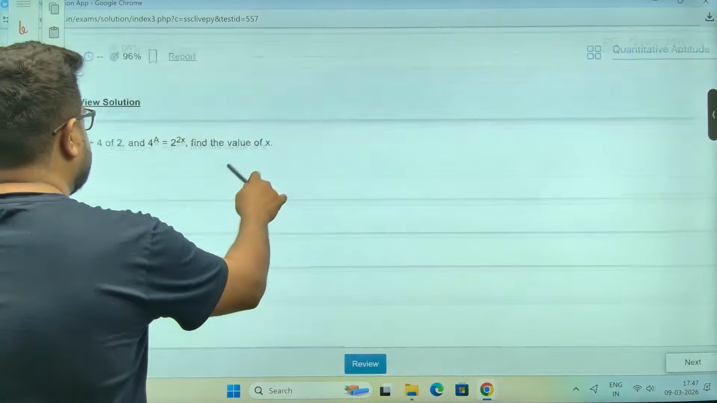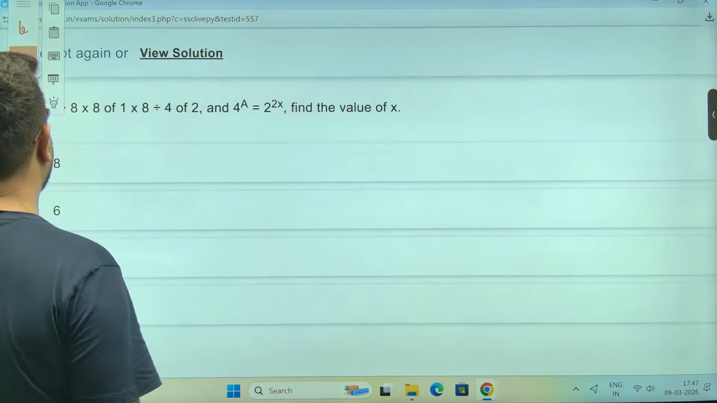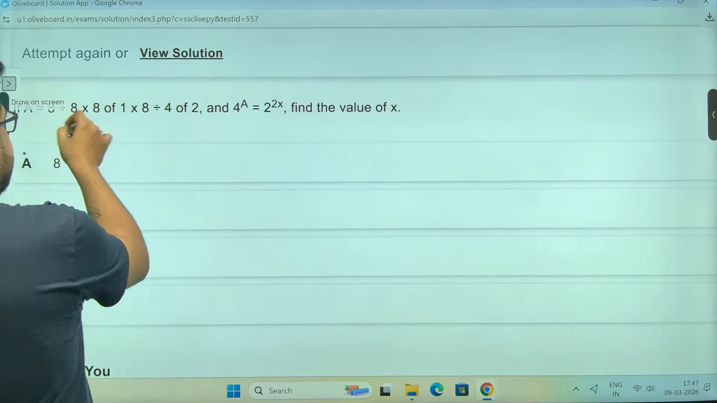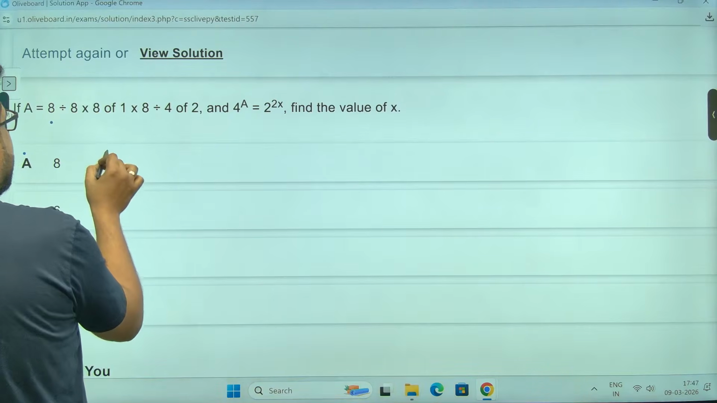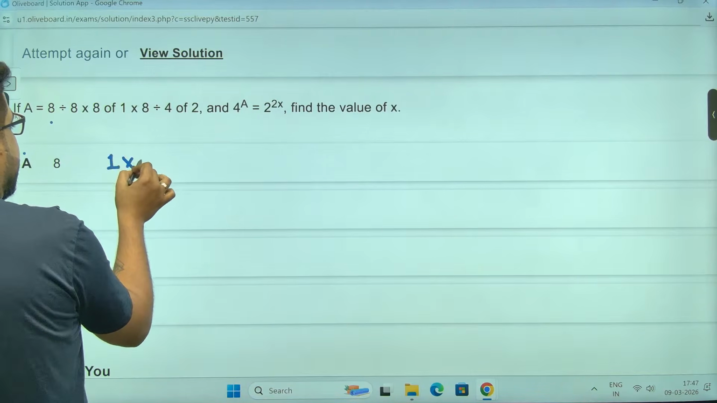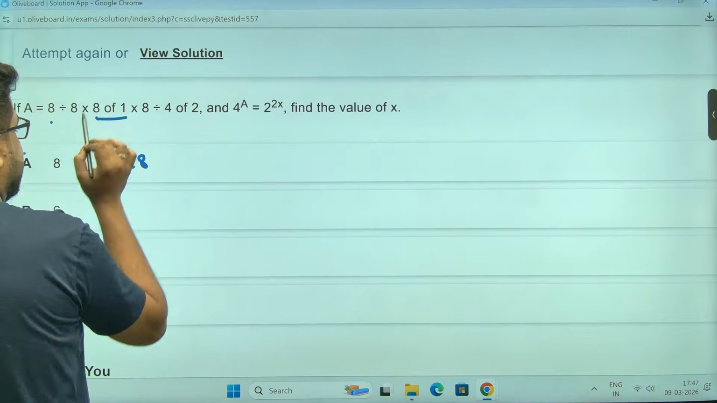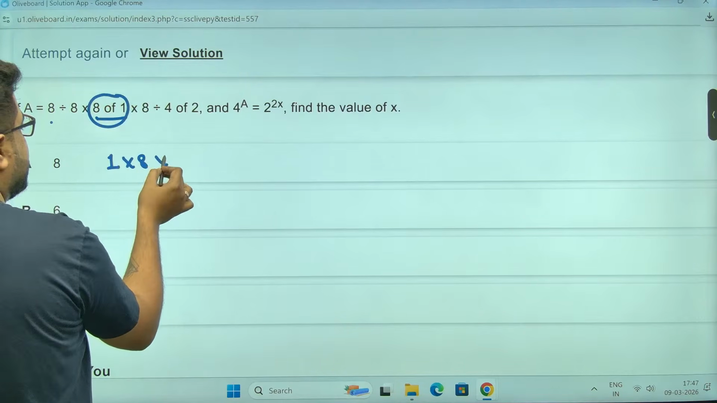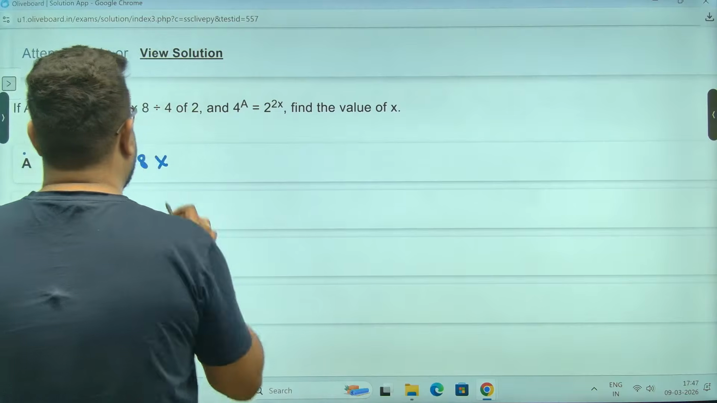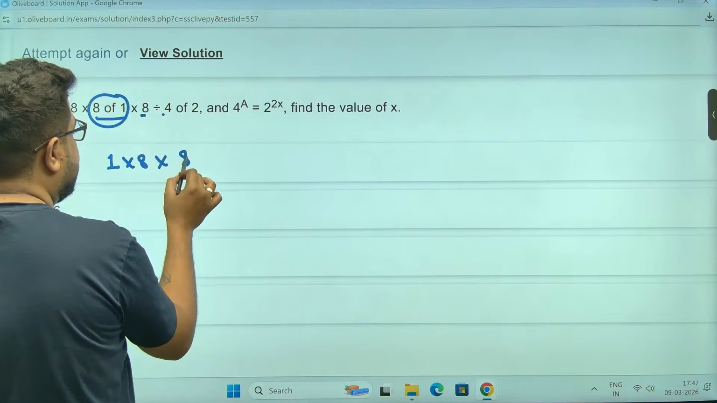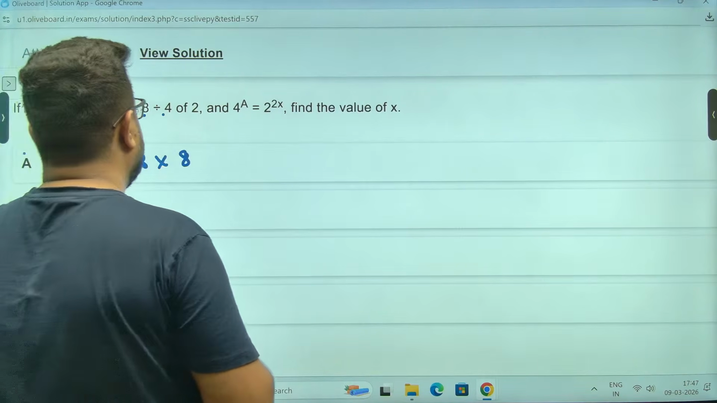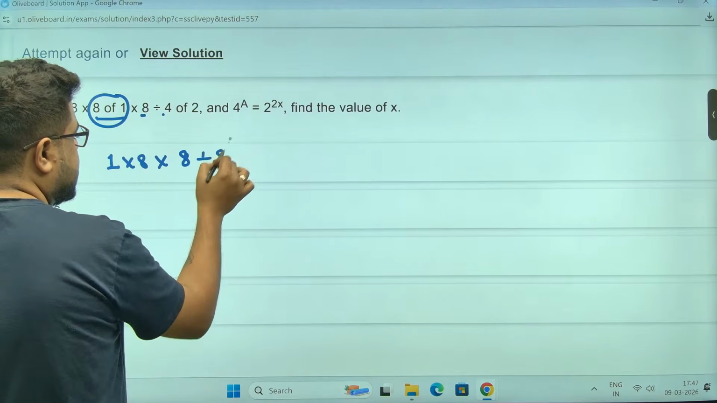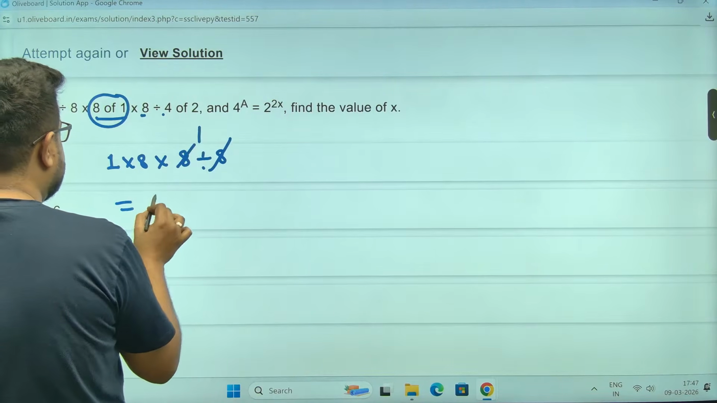Chalo, last question of the day, I guess. A is 8 divided by 8, that is 1 into 8 of 8. Actually, 8 of 1. That is 8 into 8 divided by 4 of 2. Meaning 8. This is 1. So this is 8. A.